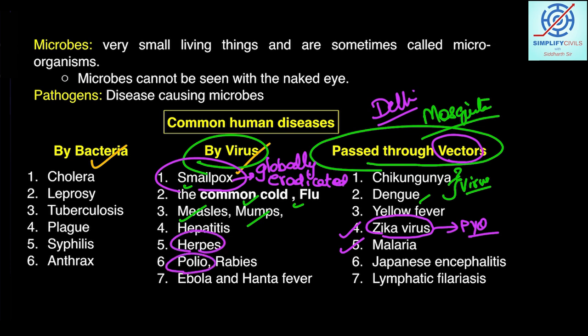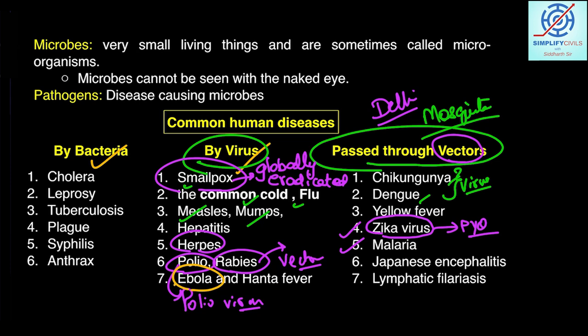Herpes, polio is a polio virus. Rabies is spread by the bite of the dog, you are aware. So it is basically a virus. And also we can say its vector here is dog basically. Ebola virus, another example is Ebola virus. UPSC asked already in the past about Ebola virus. I will show you the question.